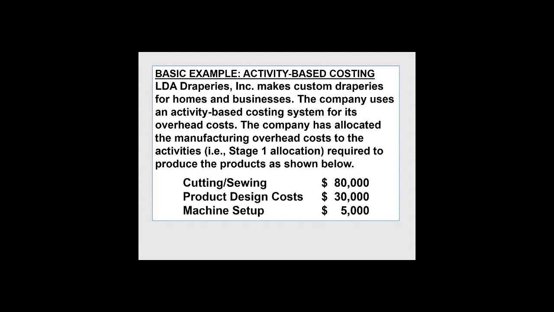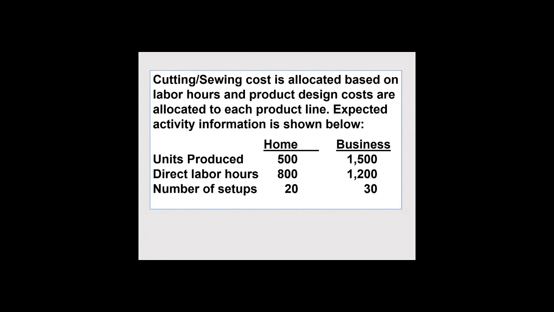Cutting and sewing, $80,000. Product design costs, $30,000. Machine setup, $5,000. Cutting and sewing cost is allocated based on labor hours, and product design costs are allocated to each product line. Expected activity information is shown below.